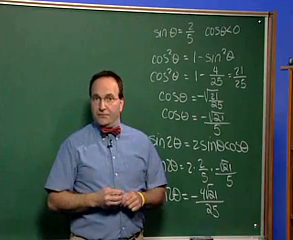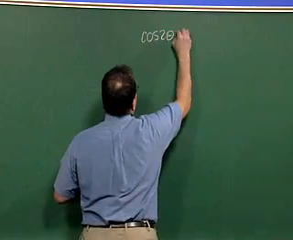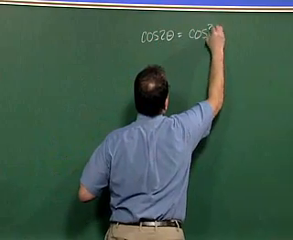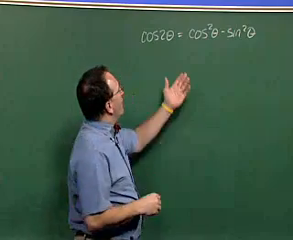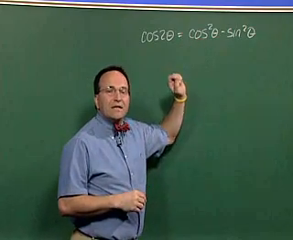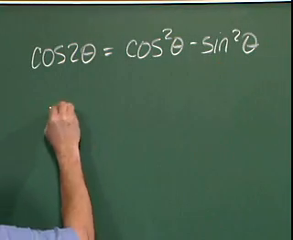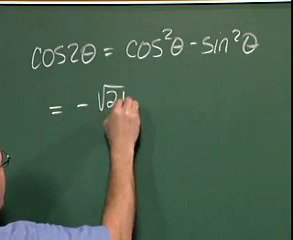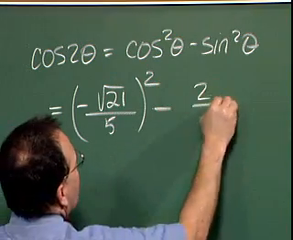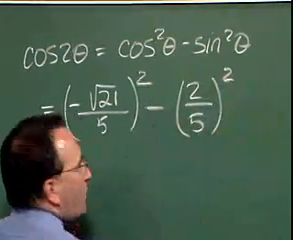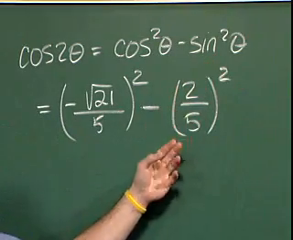For cosine of 2 theta, we would use the formula that it's equal to cosine squared theta minus sine squared theta. And we have, of course, cosine theta is negative the square root of 21 over 5. Sine theta is 2/5. So that means this is equal to negative square root of 21 over 5 squared minus 2/5 squared. I might have said that that was 3/5 earlier, but it is 2/5, so it's 2/5 squared.